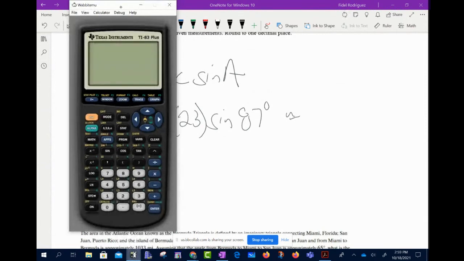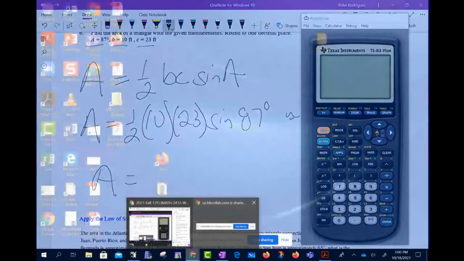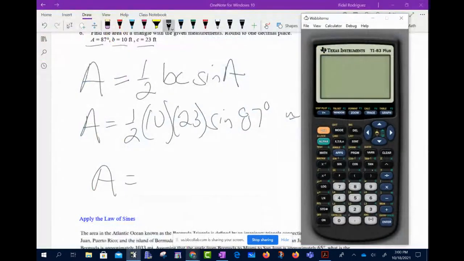So let me grab my calculator real quick. Let me move this over. I want to make sure you can see everything. Yeah, you can. And let's see, let me turn this thing on, clear it out.